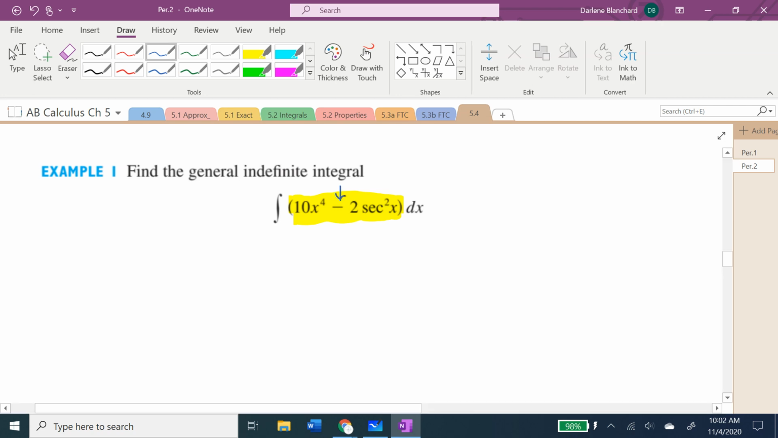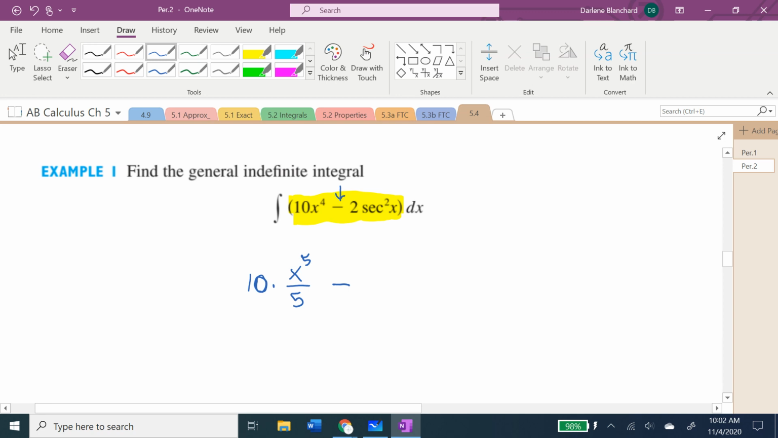We have a subtraction sign that allows us to separately go through the integration. We have 10, a constant multiple that will then multiply by the integral of x to the fourth power. We use the power rule and integrate x to the fourth to get x to the fifth over 5.